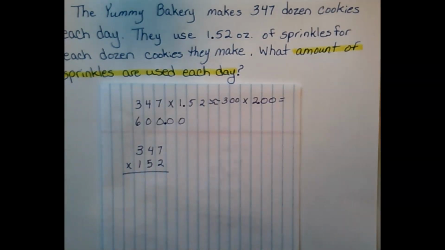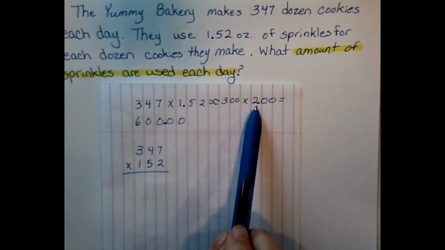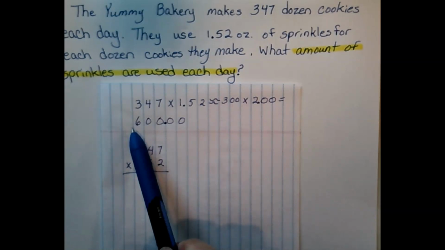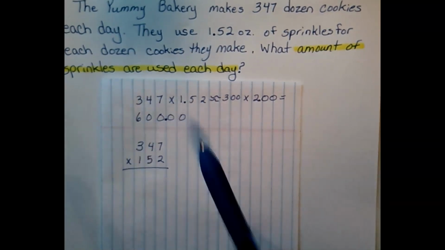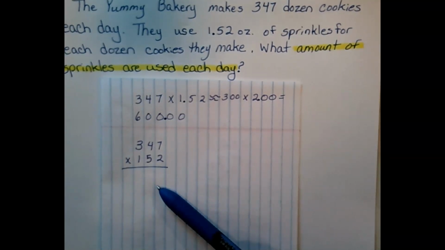There are a variety of different ways that you could estimate this problem. I chose to round 347 to the nearest hundreds place, which would be 300, and 1 52/100 to the nearest whole number, which would be 2. In doing so, when I multiply this, I come up with an estimation of 600 ounces. I've set up my problem using the standard multiplication algorithm, but you could also solve it using the area model as well.